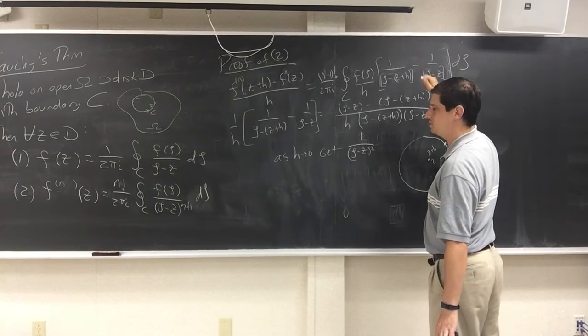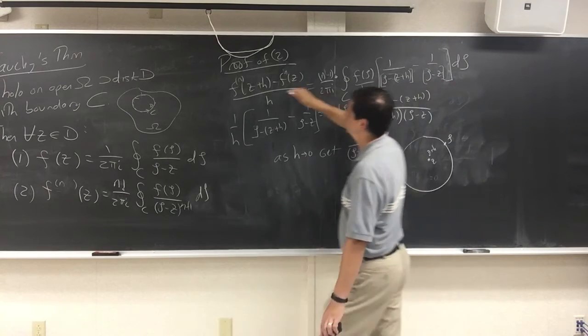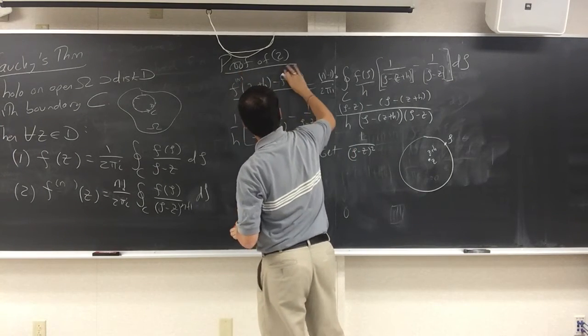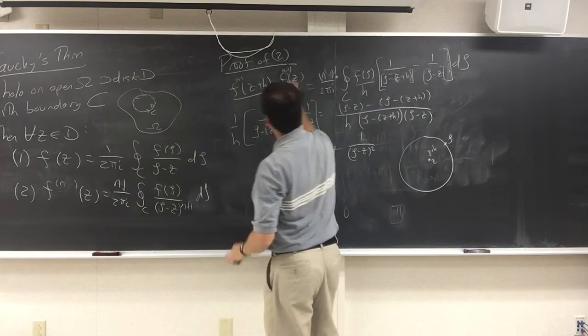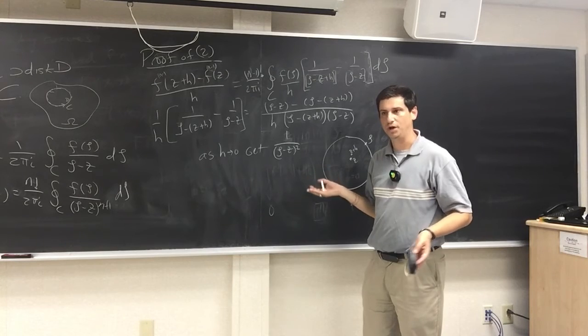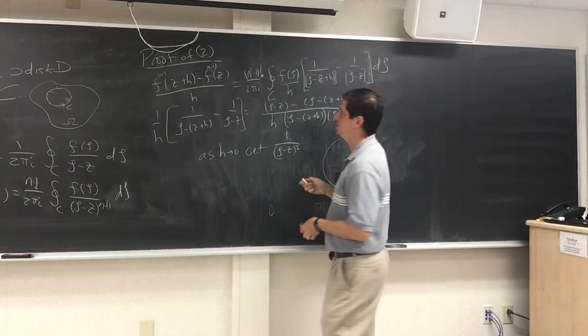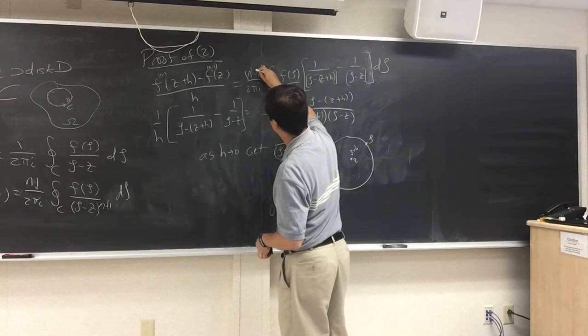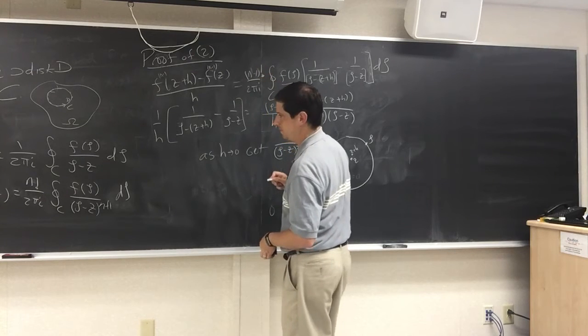Okay, but now we're doing things by induction, so let's assume we know things for the n minus first derivative. So we did the original statement. We did the case of n equals 1. Now let's do the case of n minus 1. So this should be an n minus 1 factorial.